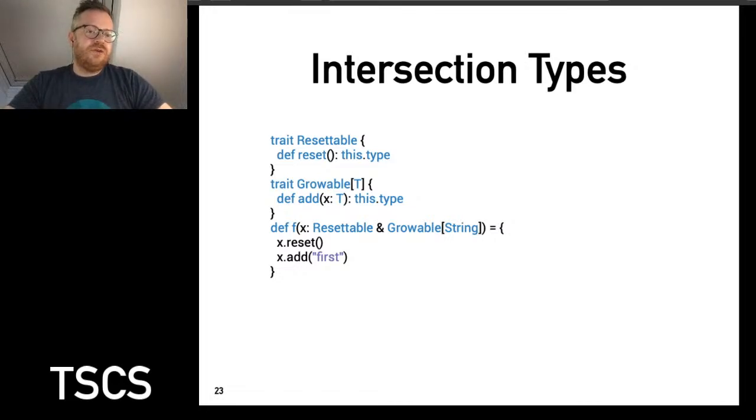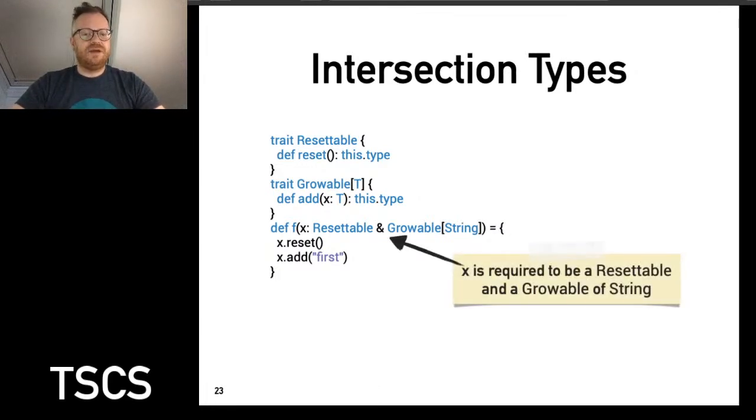And here you see that you have a trait Resettable and a trait Growable, and then you have a function that says, okay, you need to be resettable and growable, and all the other things I don't care about, but this is the things I depend on. And then you can assign anything that at least implements these two traits, because it needs to be able to reset and to add things also in this case. That's pretty neat. So X is required to be a Resettable and a Growable of String. So you can use type parameters and intersection types and plug it all together a little bit in this case.